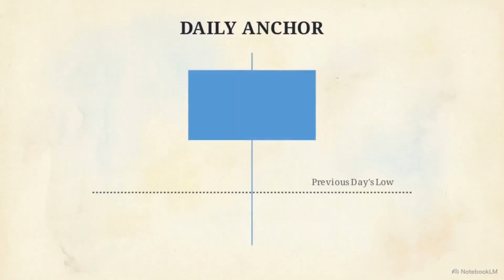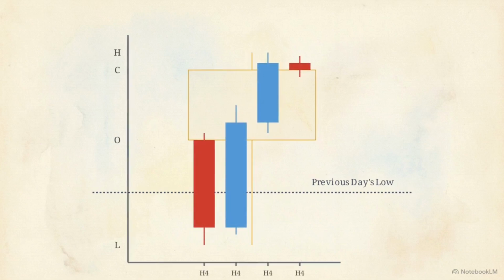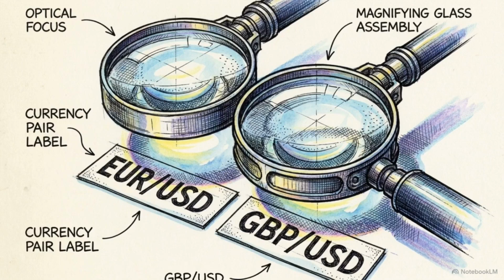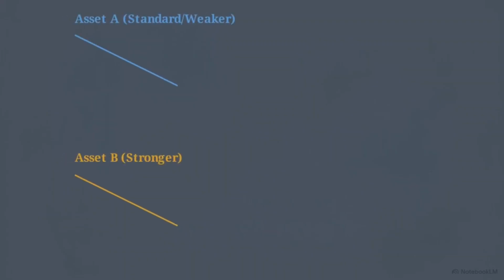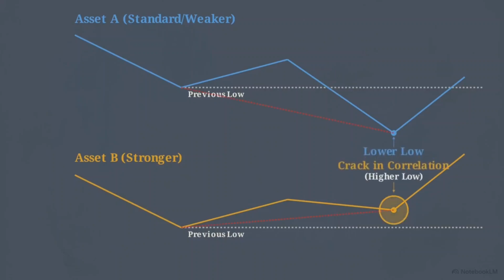Once we confirm the daily C2 or C3, we drop to the 4-hour chart to profile the internal substructure of that daily anchor. Here, we apply cross-asset correlation to validate the move. We are specifically looking for cracks in correlation, often referred to as SMTs. This tracks two correlated assets. As price drops, one forms a lower low while the other holds a higher low. That divergence isolates institutional strength. Marking the specific higher low on the stronger asset pinpoints the exact crack in correlation.